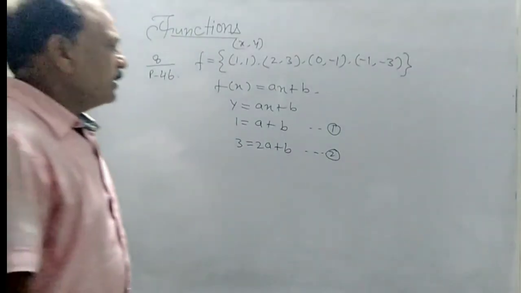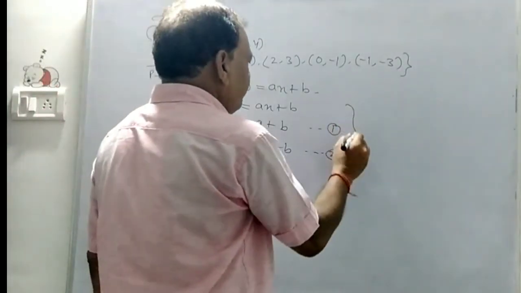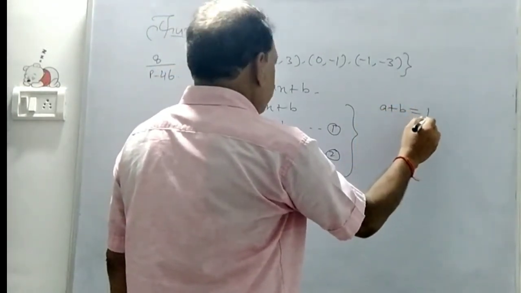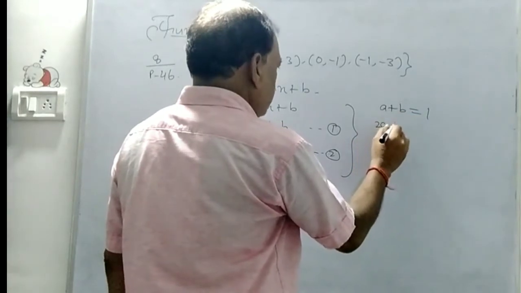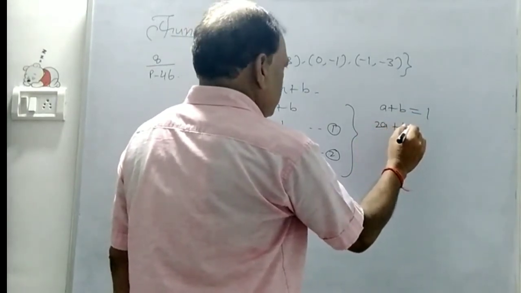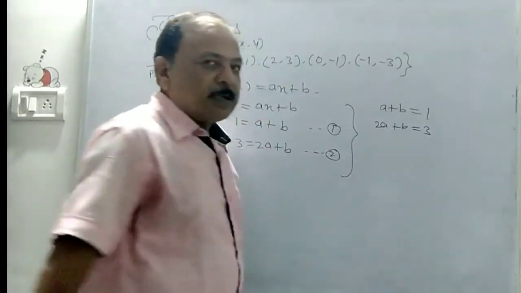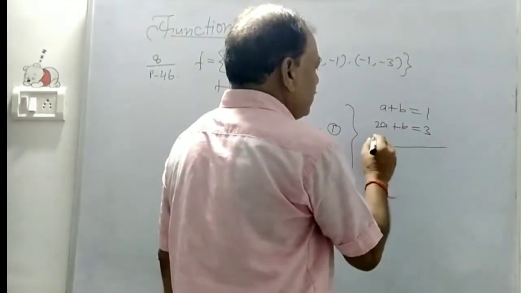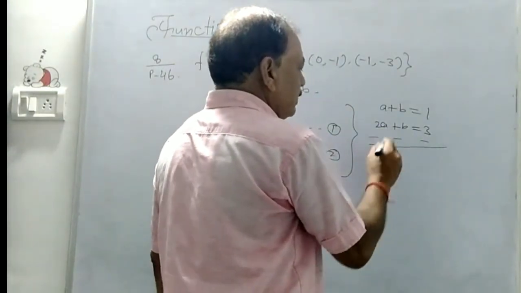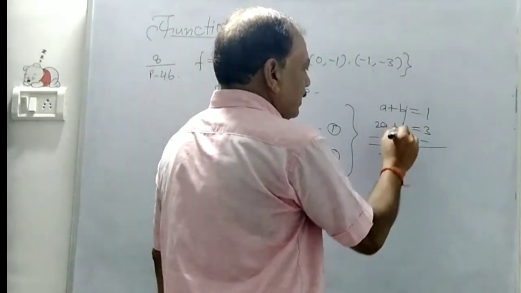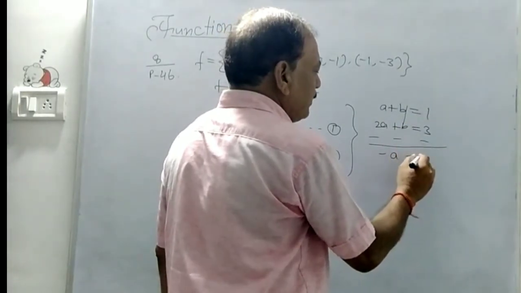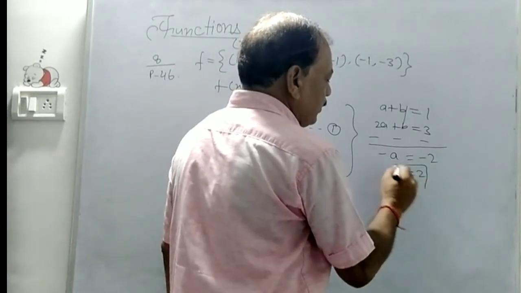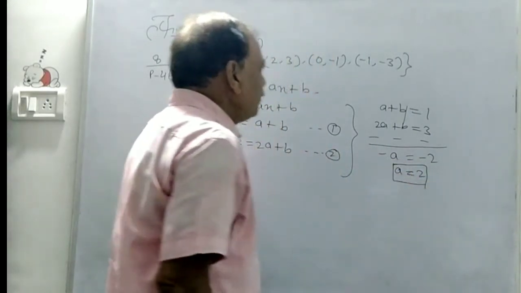अब इन दोनों equation को हम solve कर सकते हैं. यहाँ हमारा हो गया a plus b equal to 1 और 2a plus b equal to 3. इस तरह की equation आप बहुत solve कर चुके हैं. Solve कर लीजिए. Change the sign, minus, a and c, this will be minus 2. a equal to 2. Now you get the value of a equal to 2.